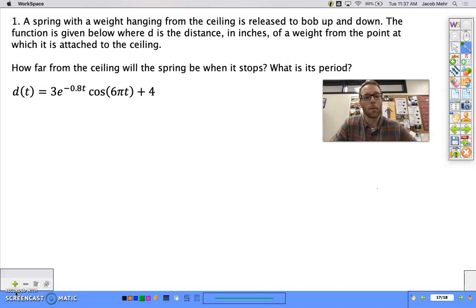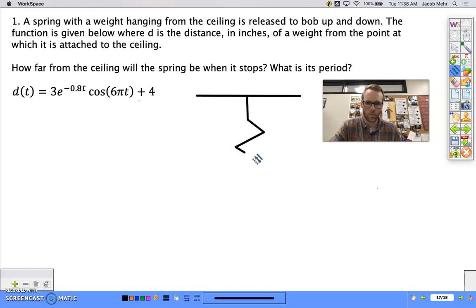All right, so here's our first application of this damped oscillation. So we've got a spring with a weight hanging from the ceiling is released to bob up and down. The function is given below where d is the distance in inches of a weight from the point at which it's attached to the ceiling. So we've got our ceiling here. We've got a spring attached to it. We've got some sort of weight.